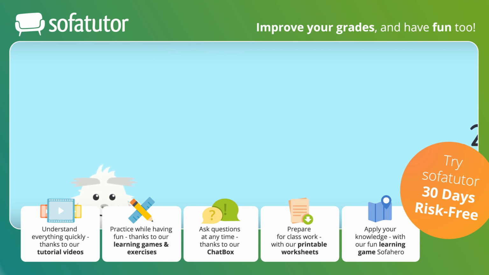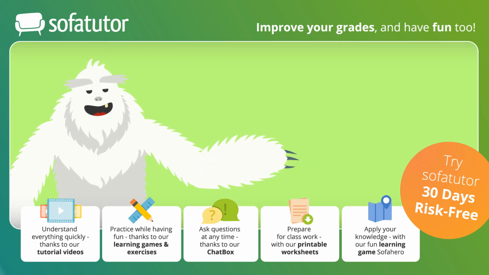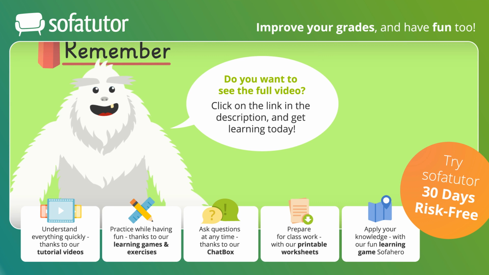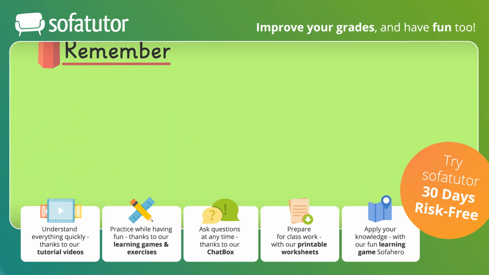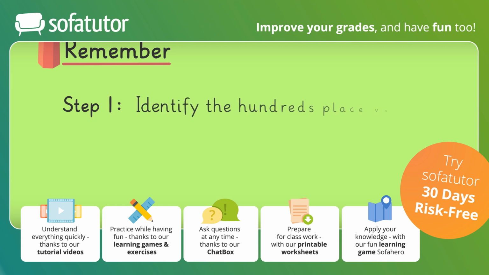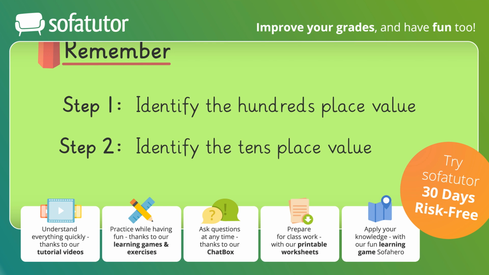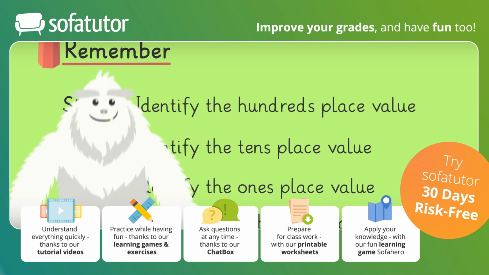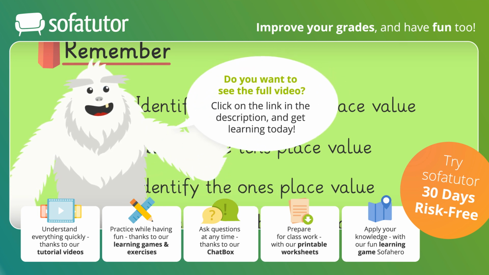Before we check out what Skylar and Henry built, let's review. Remember, to write numbers in expanded form, first, count the hundreds blocks to identify the hundreds place value. Next, count the tens blocks to identify the tens place value. Then, count the ones blocks to identify the ones place value. Finally, write the number in expanded form using the addition symbol between place values.